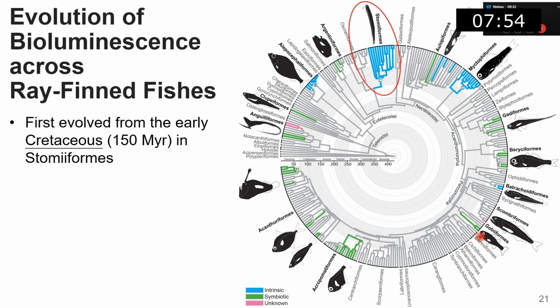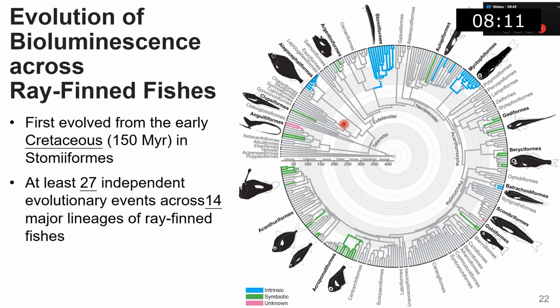So the result is the evolution of bioluminescence across the ray-finned fish. We can see it first evolved in the early Cretaceous, about 150 million years ago, in the Stomiformes, and at least 27 independent evolution events occurred across the 40 major ray-finned fish lineages. So at each node we can know whether bioluminescence is an independent event.